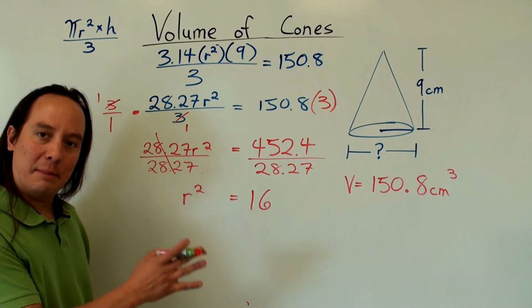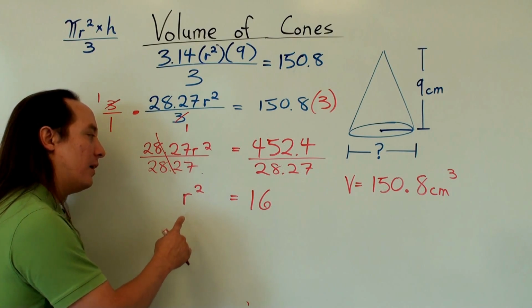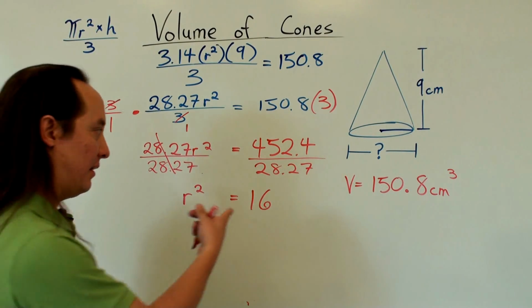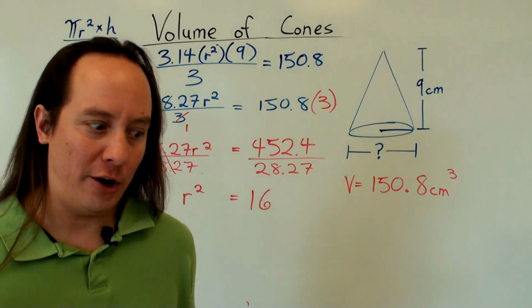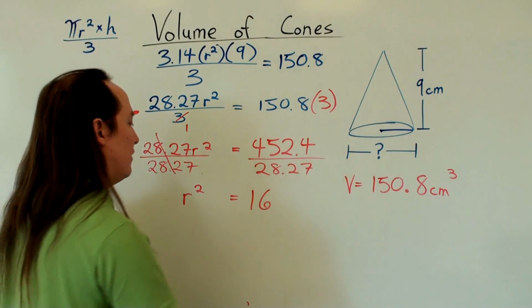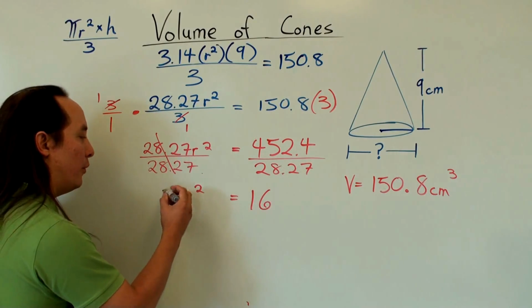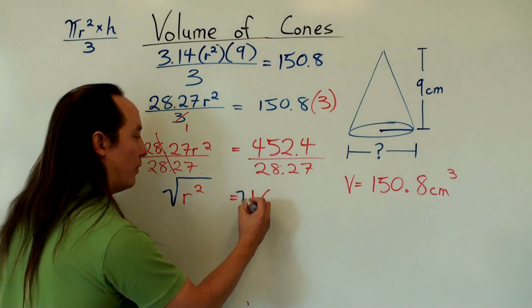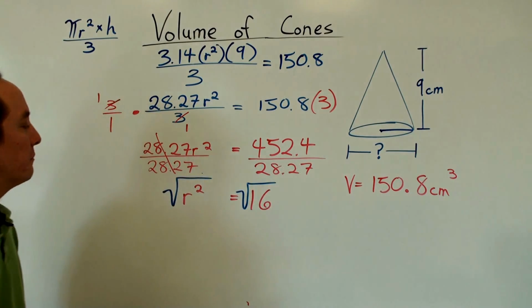All right, so now we're at the last step of the equation. Again, we don't want to know what r times r is, which is 16. We want to know what just plain r alone is, right? So to do that, we have to take the square root of both sides.